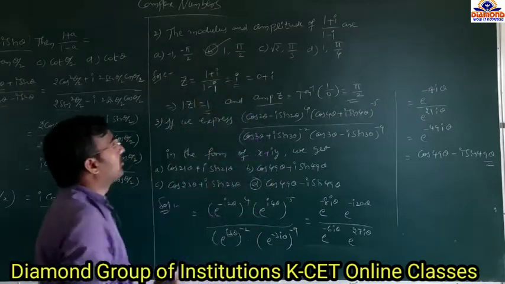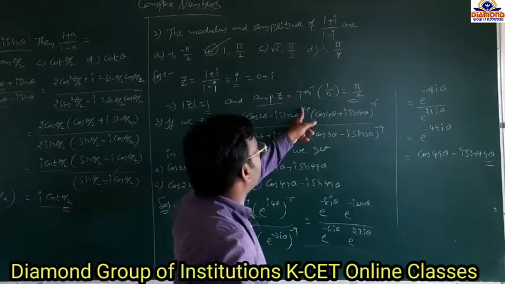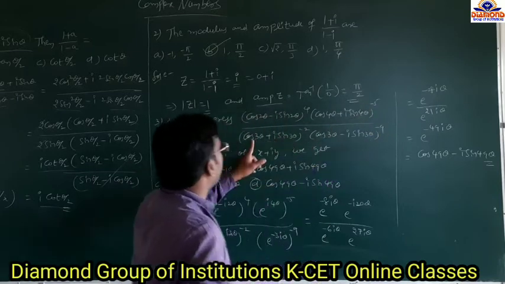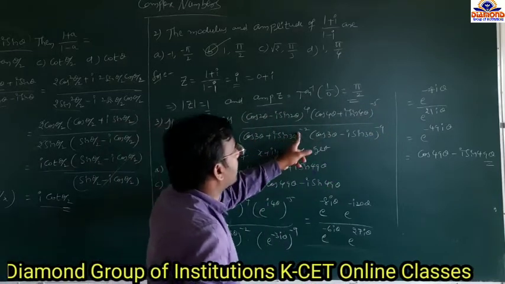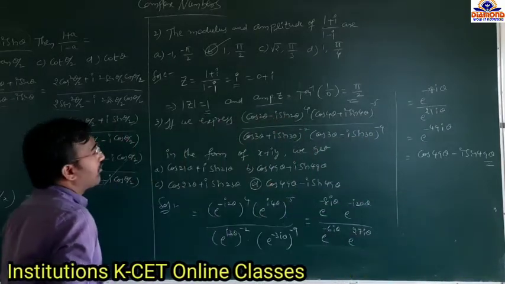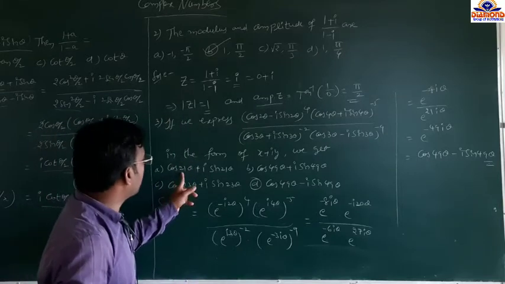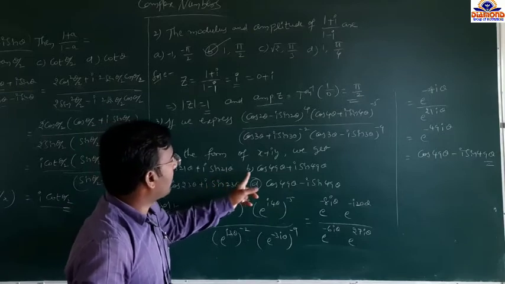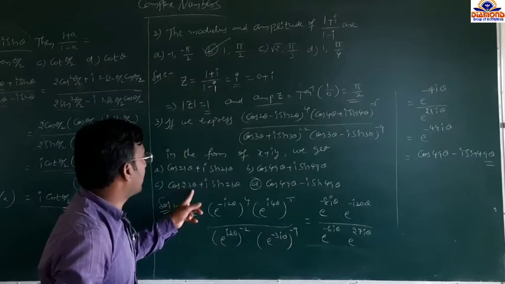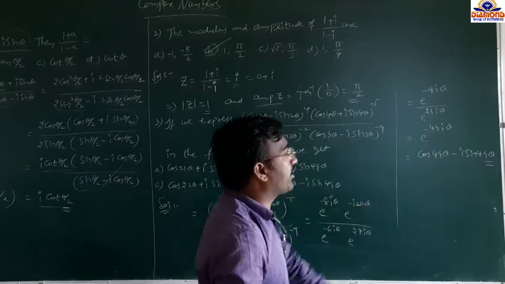Option is B. Next, if we express (cos 2 theta minus i sin 2 theta) power 4 into (cos 4 theta plus i sin 4 theta) power minus 5 by (cos 3 theta plus i sin 3 theta) power minus 2 into (cos 3 theta minus i sin 3 theta) power minus 9 in the form of x plus i y, we get: Option A, cos 21 theta plus i sin 21 theta. Option B, cos 49 theta plus i sin 49 theta. Option C, cos 23 theta plus i sin 23 theta. Option D, cos 49 theta minus i sin 49 theta.